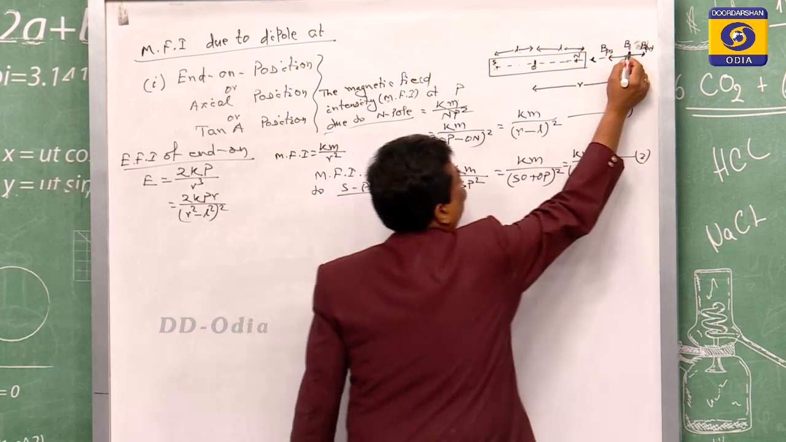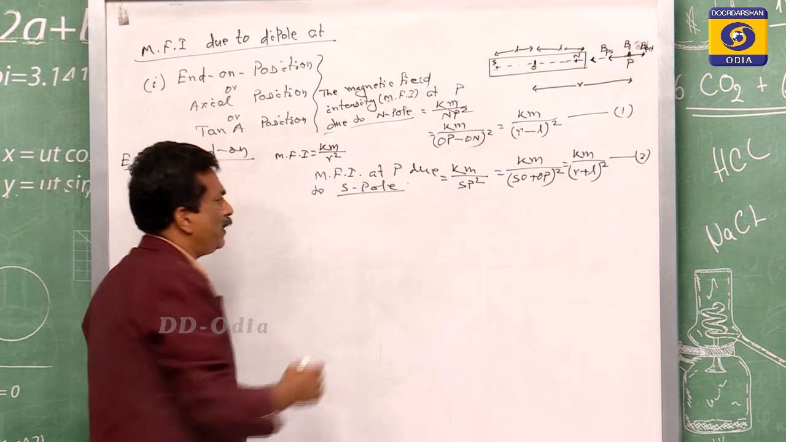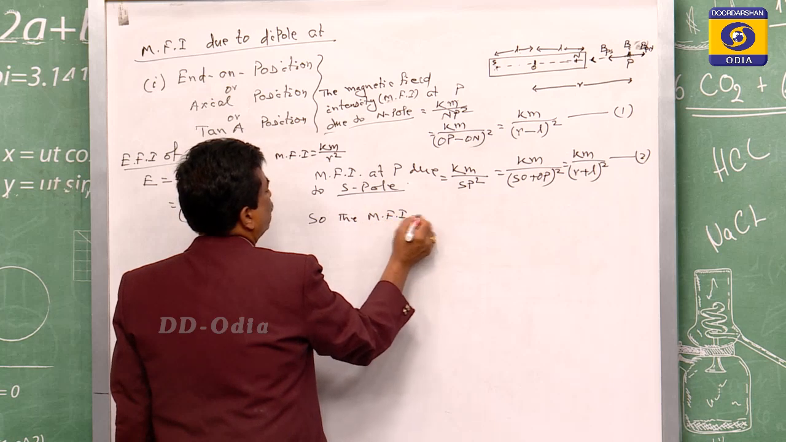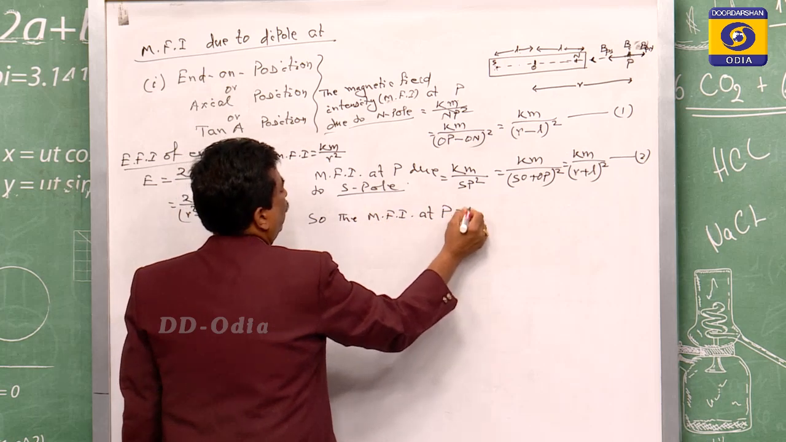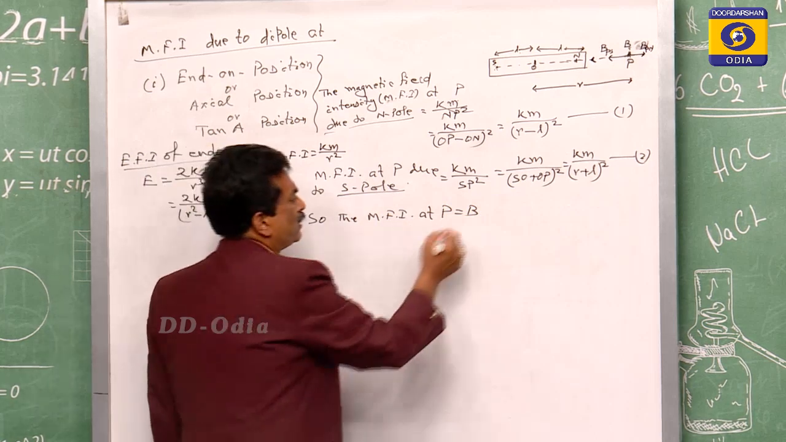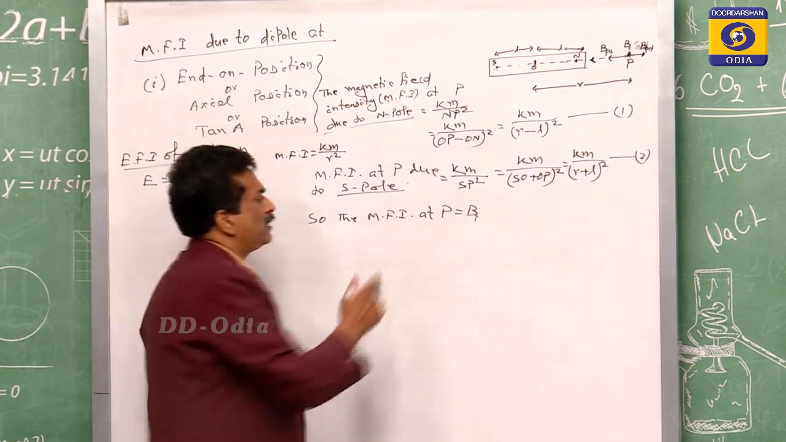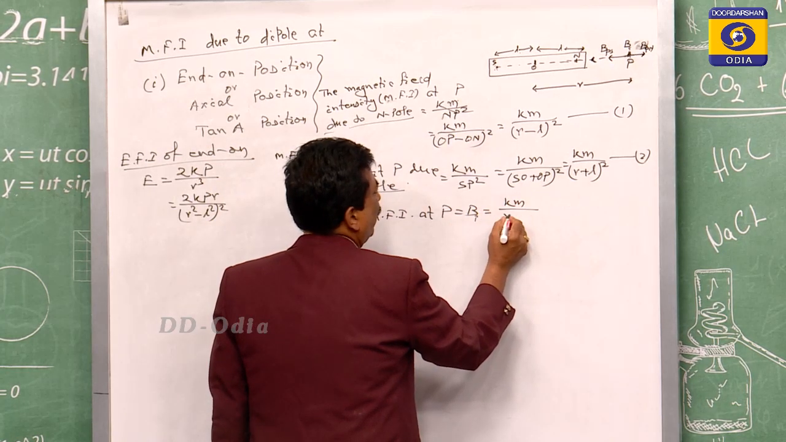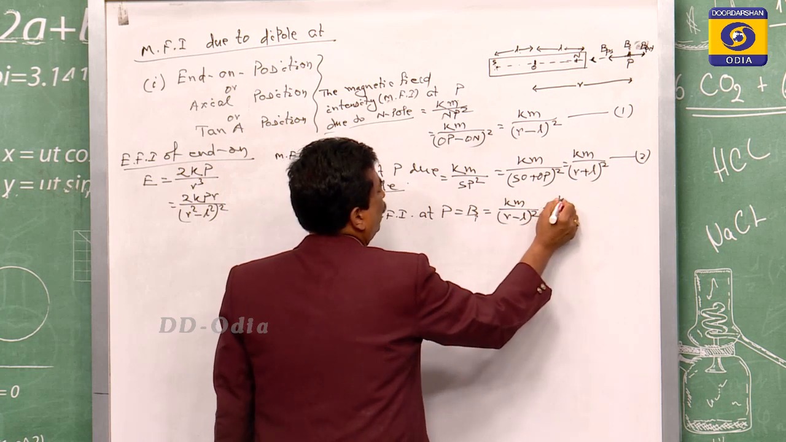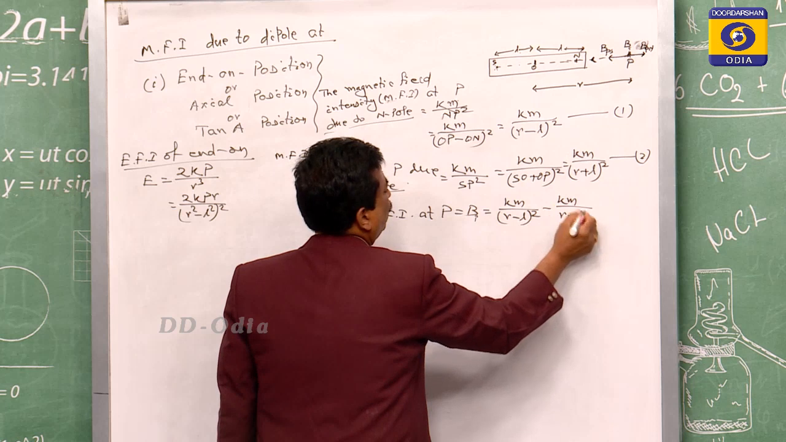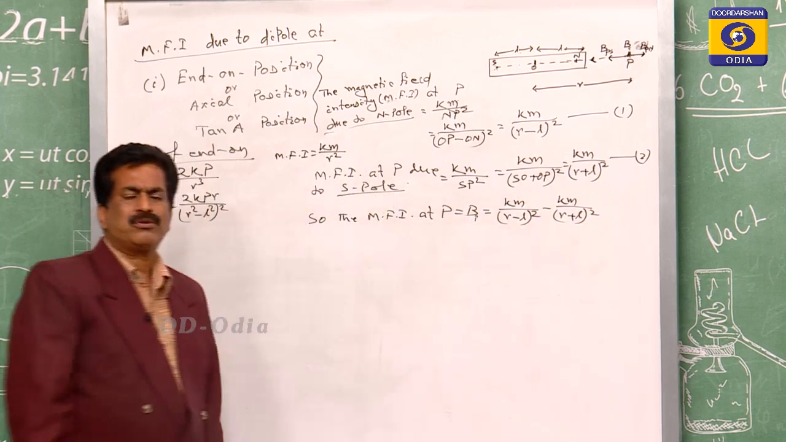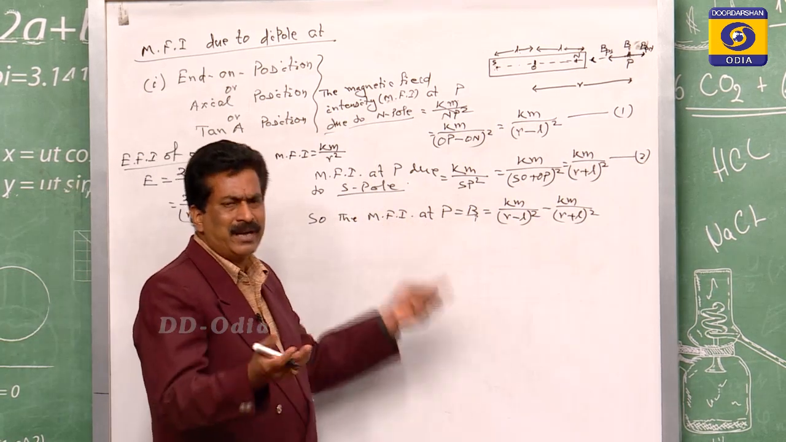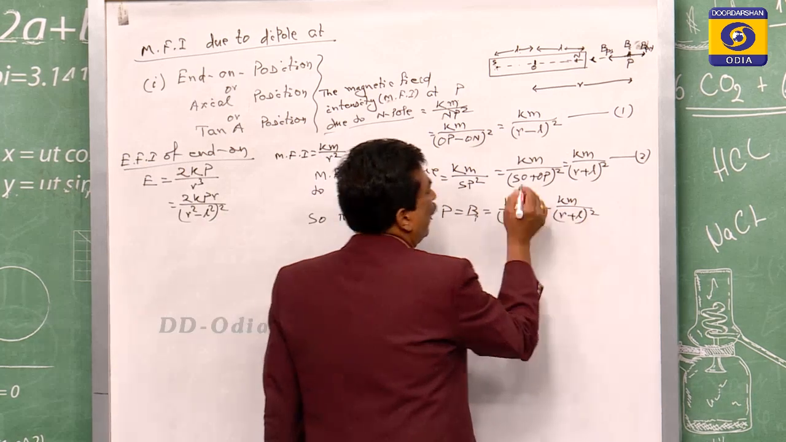Now we are interested in finding the net magnetic intensity at P. The magnetic field intensity at P, if we write it as B, or B at P, but simply B, is equal to Km by (R minus L) whole square minus Km by (R plus L) whole square. The question comes: sir, why is it minus, though you have written the net magnetic field? Net means addition, so why is there a minus here?